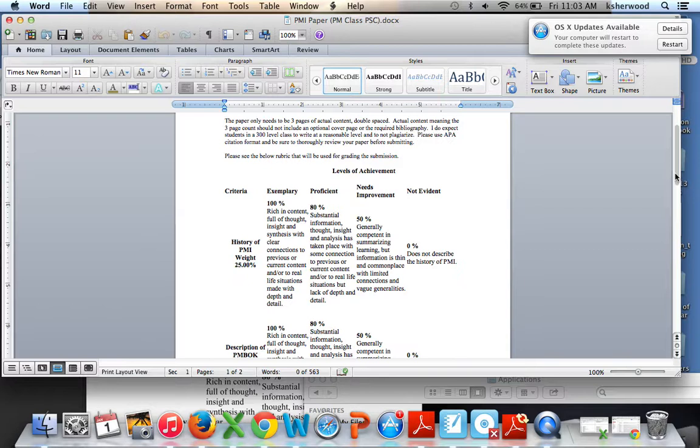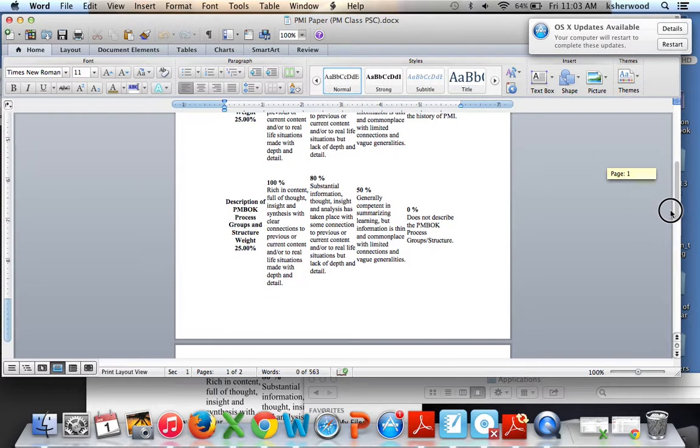So the first page or so, if you have a title page or an intro, that's fine. It helps to set the stage at times, but the real requirement, first page or so, should just be a brief history on PMI, and then you'll move on to a description of the PMBOK process groups and structure.